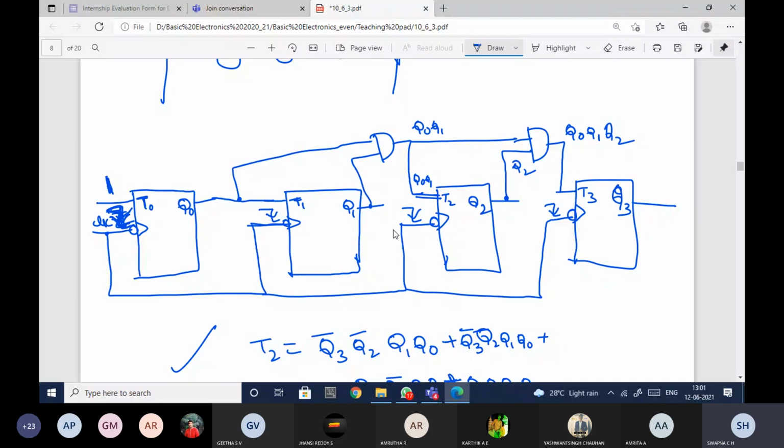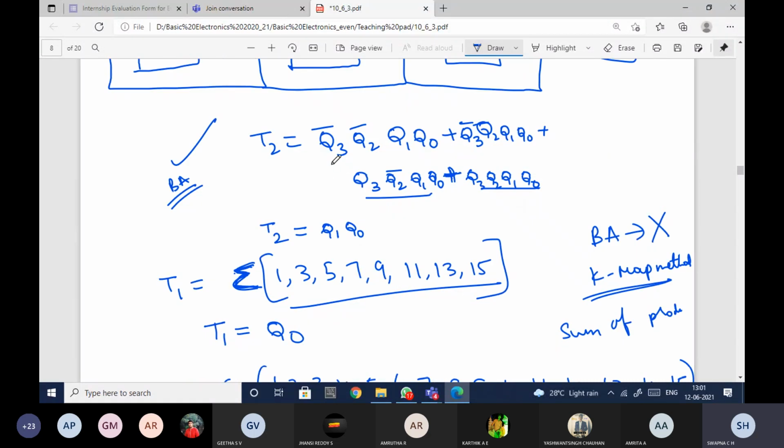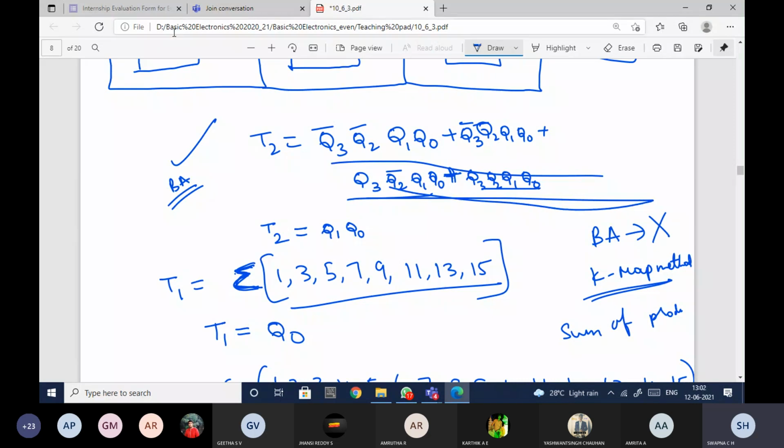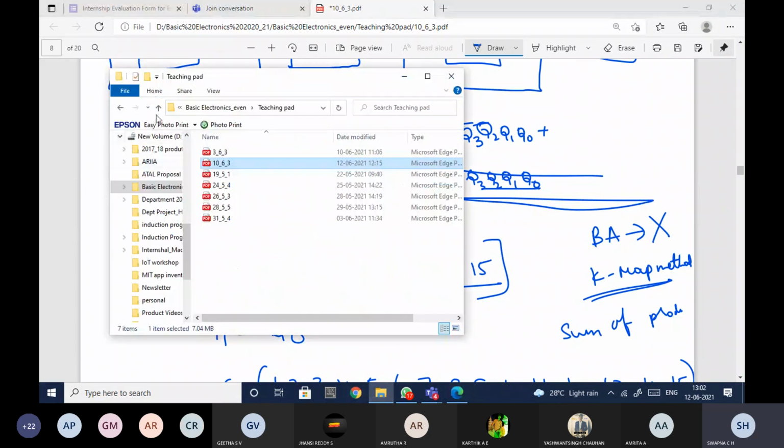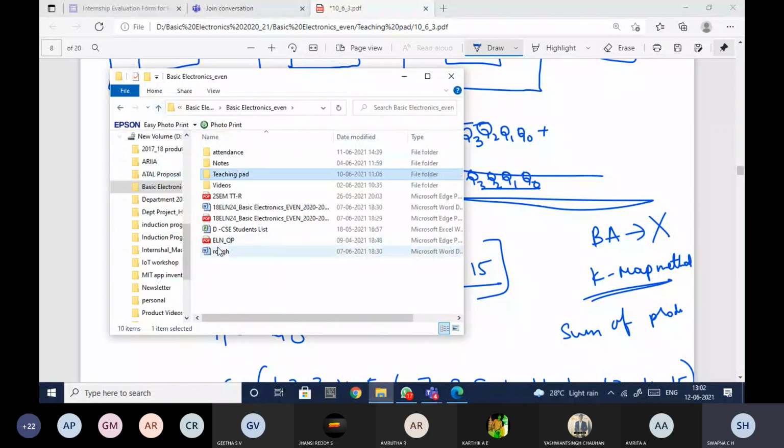As I've already mentioned, don't worry about the simplification, but you just try to simplify this expression using Boolean algebra. Now let me just open my notes and show you the K-map simplification. I'll just show you.